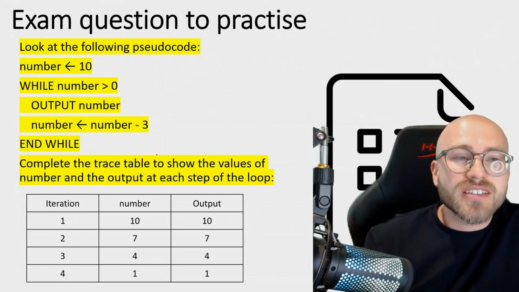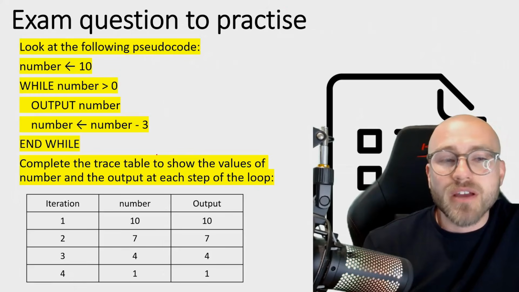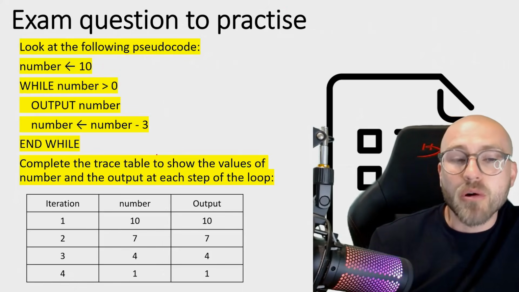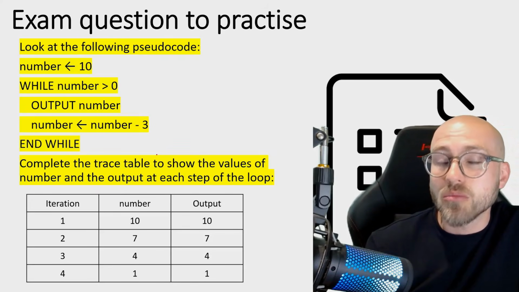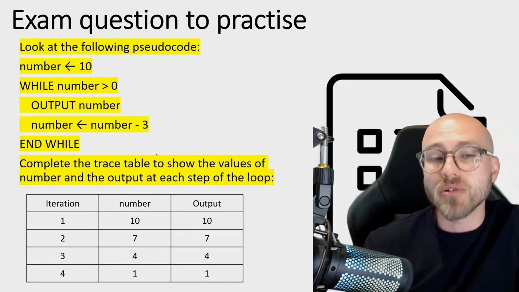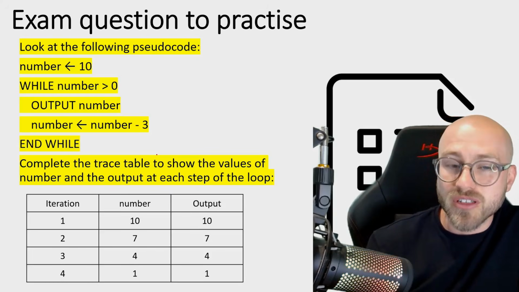Okay, let's go through the answers then. So to begin with, the number was at 10, which means the output was 10. Then we're going to subtract 3 from the number, which means that the number is now at 7. So we output 7 because the number is currently at 7.